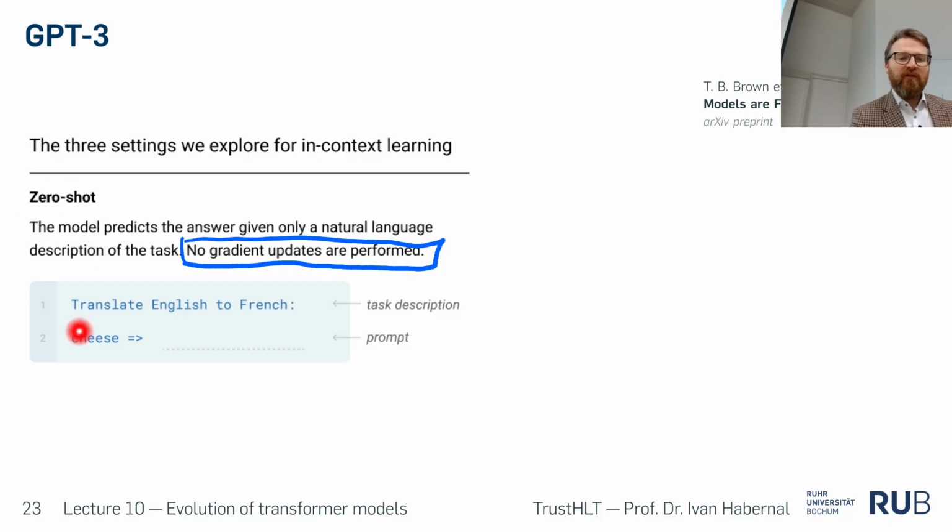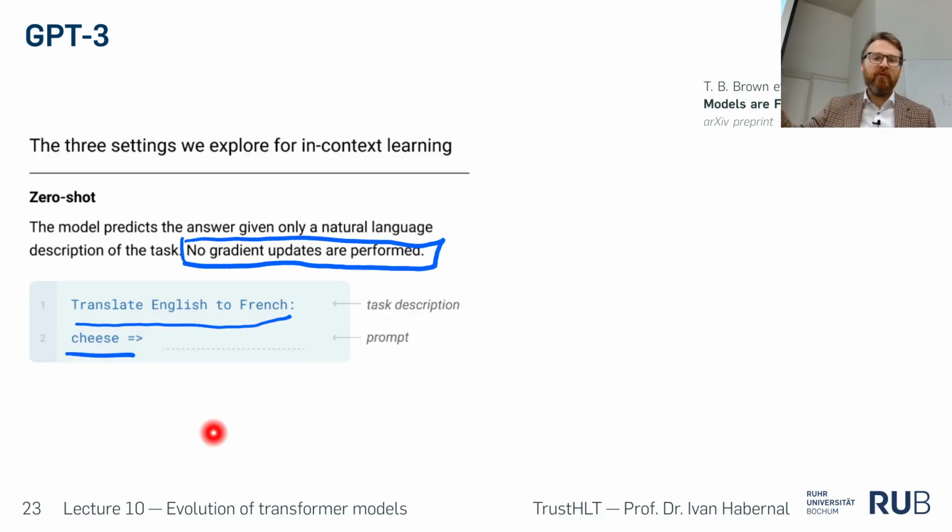This is interesting. What you're saying to the model is translate English to French, the task description, and then you say cheese, and you're expecting it to say fromage. Okay, good. We are used to this these days because we're using these models all over the place, but why does it work? Like, how the heck does it work? So this is zero shot.